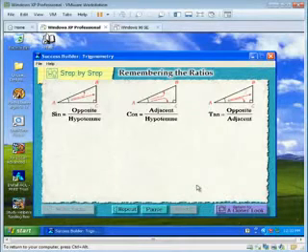Let's review the three basic trig functions. Sine equals opposite over hypotenuse. Cosine equals adjacent over hypotenuse. Tangent equals opposite over adjacent.